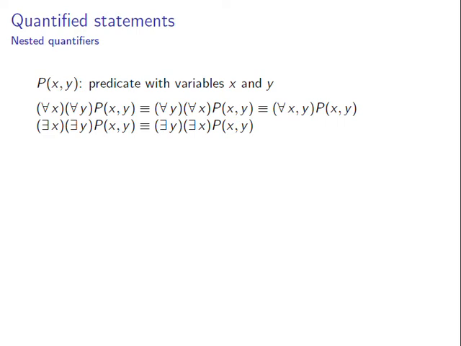Similarly, the sentence, there is an x and there is a y such that p of x, y, is equivalent to there is a y and there is an x such that p of x, y. We can write this as there exist x, y such that p of x, y.